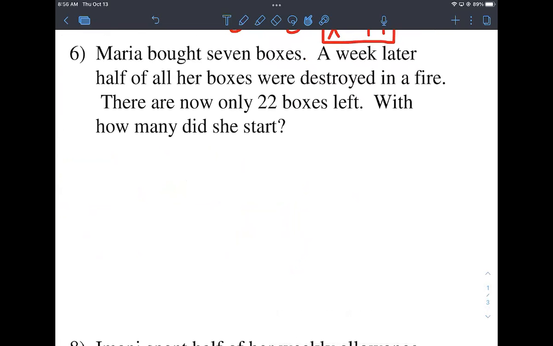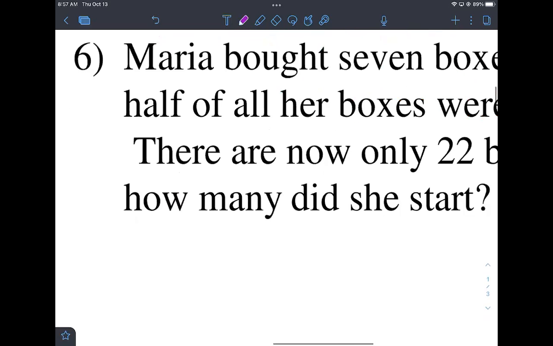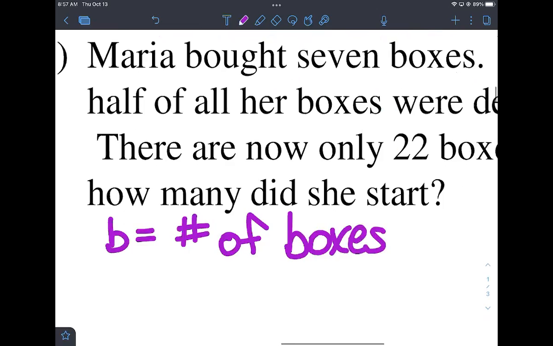So, number 6. Number 6, we are now 62.5% of the way down. Maria bought 7 boxes. A week later, half of all her boxes were destroyed in a fire. There are now only 22 boxes left. She must have had a lot. With how many boxes did she start? What are we trying to find? Okay, so let's use B. Okay, but specifically, B is the number of boxes she starts with.